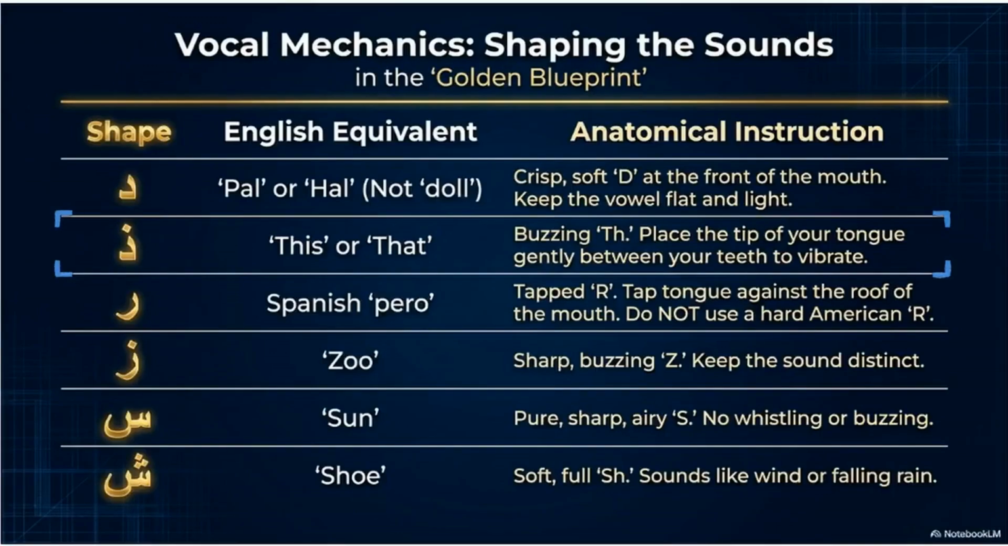Let's look at the row for dhal. This letter is often mispronounced as a standard D. It requires a vibrating, buzzing TH sound, exactly like the English words this or that.